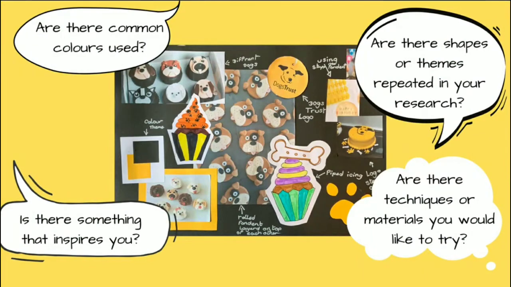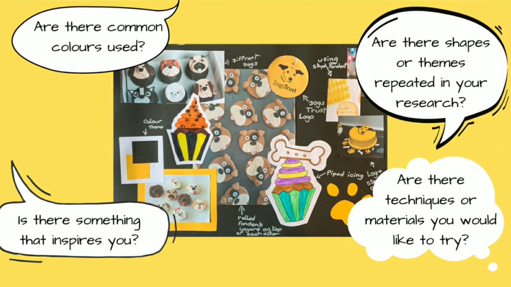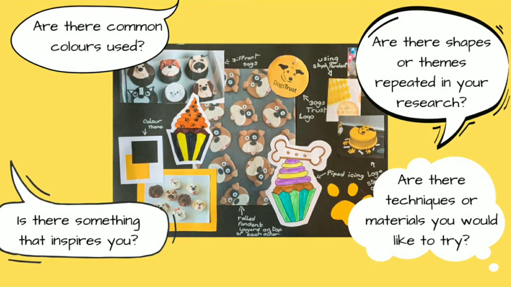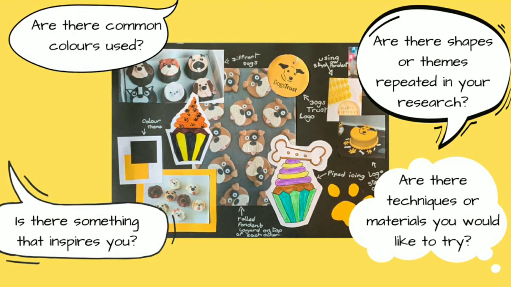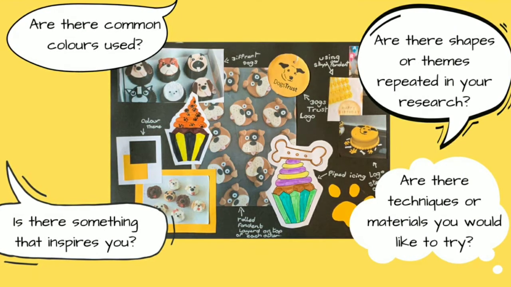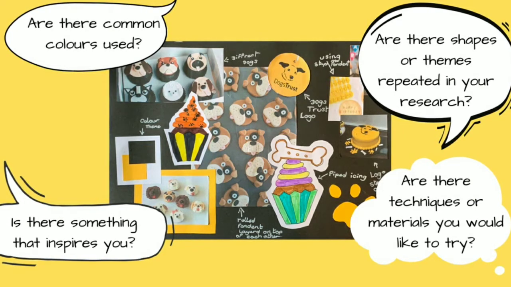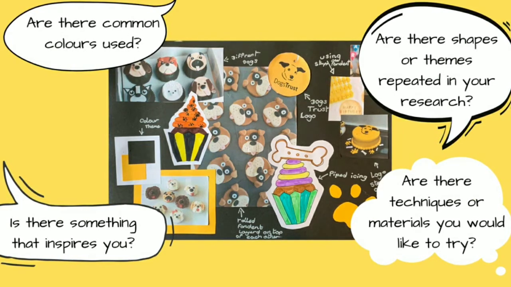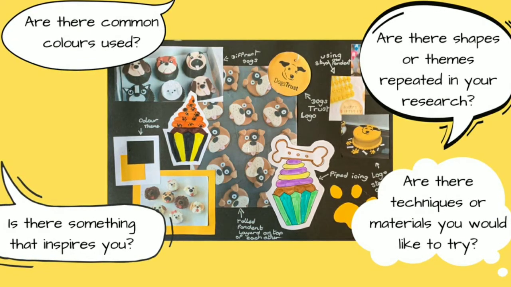If you're struggling for a starting point with your design ideas, when looking at your mood board, there are some questions you can ask yourself. For example, are there common colours used? So in this instance, yellow and black is a key feature. This could be something you start with in your design ideas. Is there something that inspires you? Was there a particular element or design or process or technique that really stood out to you and is something that you want to incorporate into your design idea?